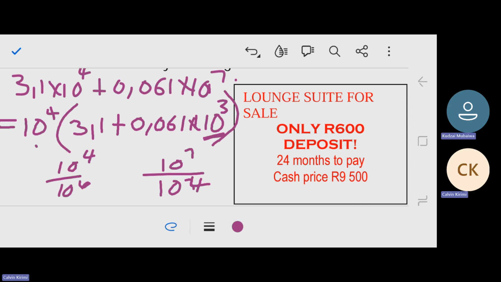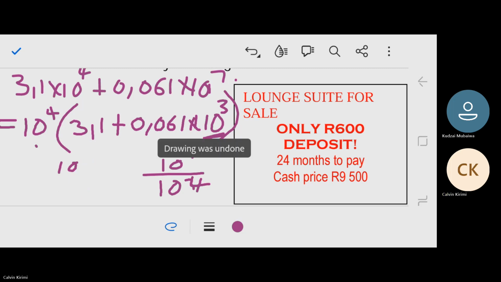1. What is 1 times 3,1? 1 times 3,1 is just 3,1. What is 10 to the power 3 times 0,061? So that's what we are doing there.